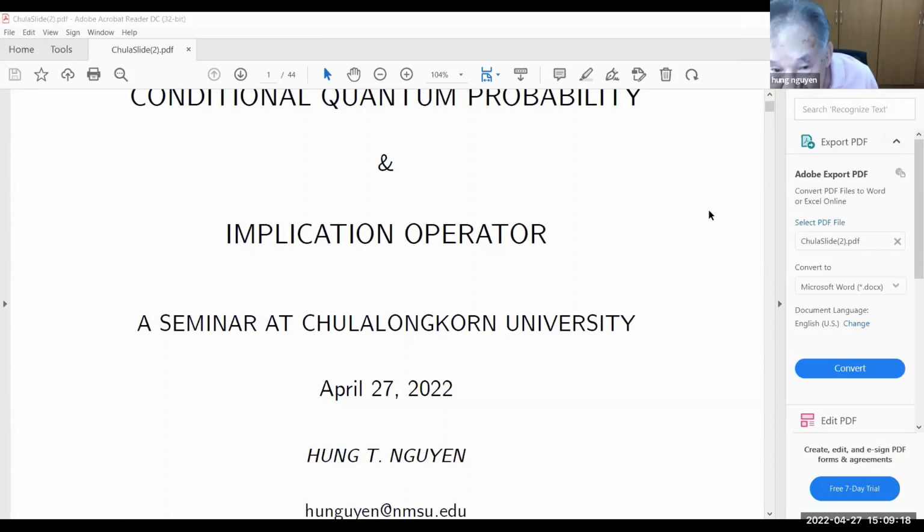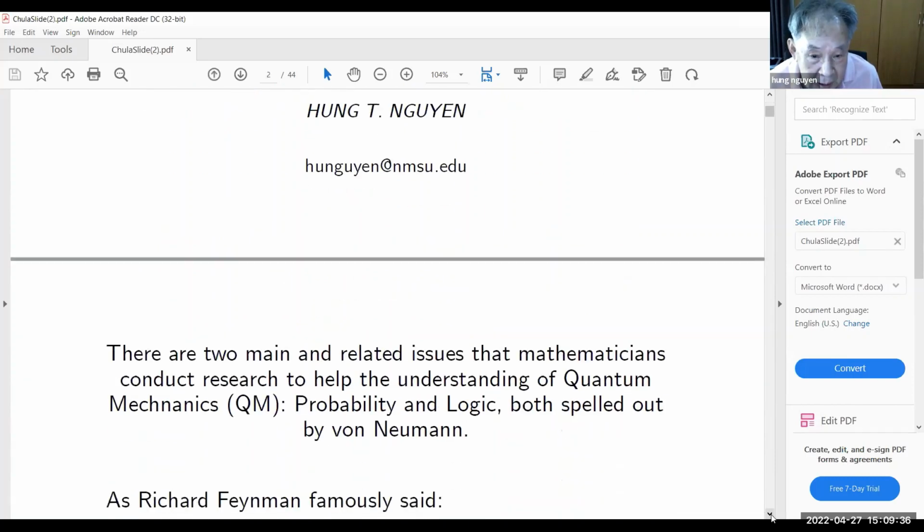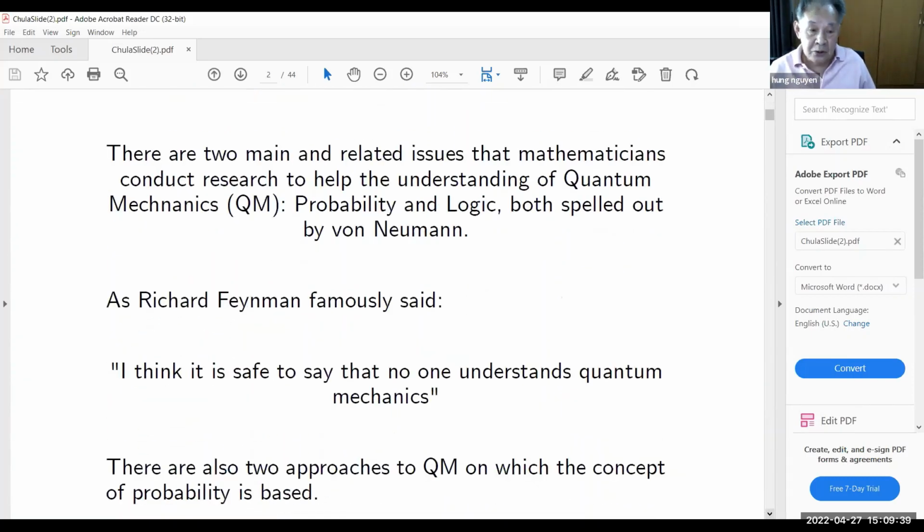And we need to do the same thing in quantum mechanics, when we have uncertainty involved. So the topic is quantum probabilities and the implication operator. So let me start out. There are two main related issues in mathematics, especially in quantum mechanics: probabilities and logic. Both were spelled out by von Neumann in 1935. He did both, of course, not completely.